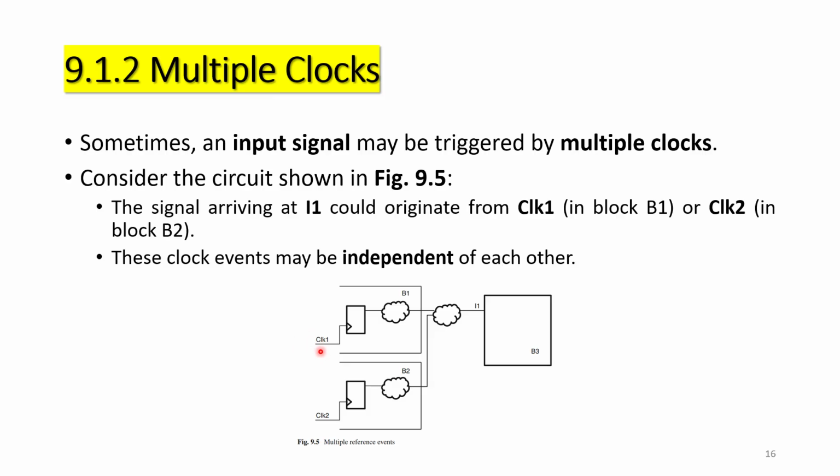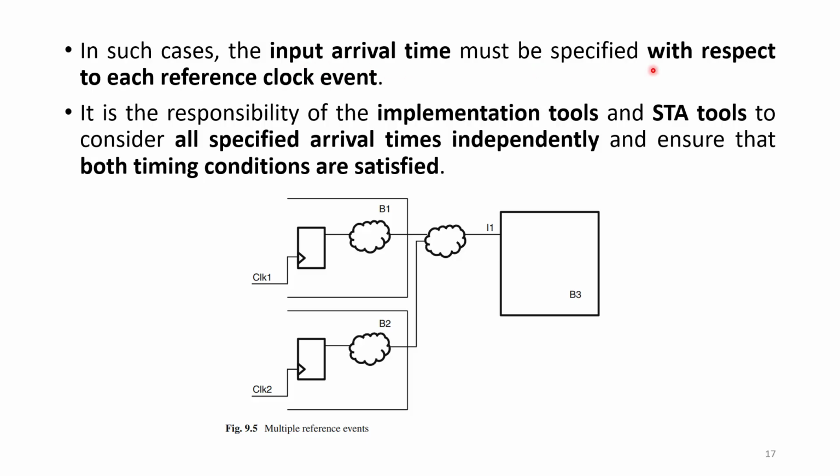Maybe we can say clock 1 is slow or else clock 2 is slow. This is one condition. If not, this is slow, this is fast, or else clock 1 is fast, this is slow, or else fast and fast. So these are the different styles in which we can take the clocks. It depends upon the frequency and our requirement. In such cases, the input arrival time must be specified with respect to the reference clock event.